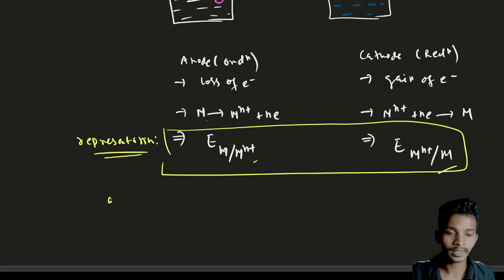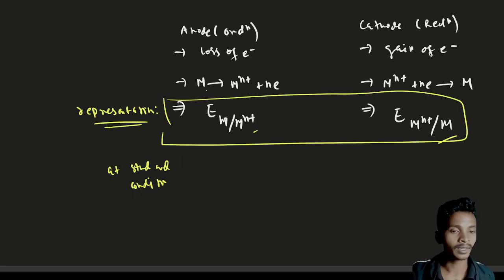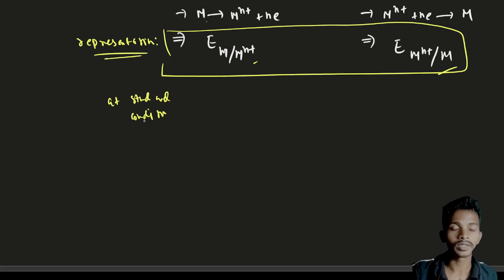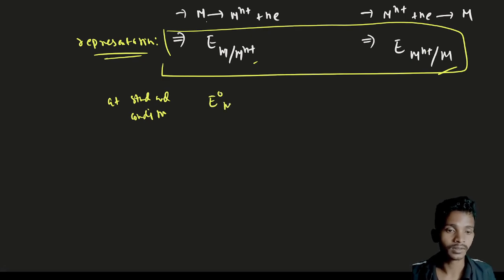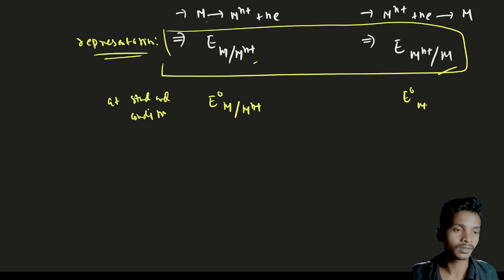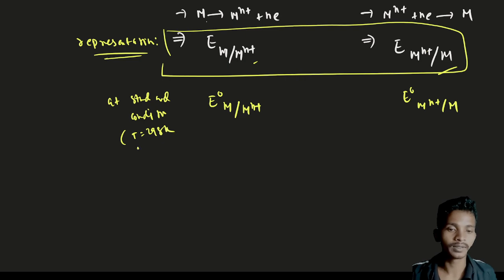And at standard conditions, meaning at 298 Kelvin, concentration equal to 1 molar, and partial pressure 1 atm, it is represented as E naught. Similarly, this is E naught of M, at T equal to 298 Kelvin, partial pressure 1 atm, and concentration 1 molar.